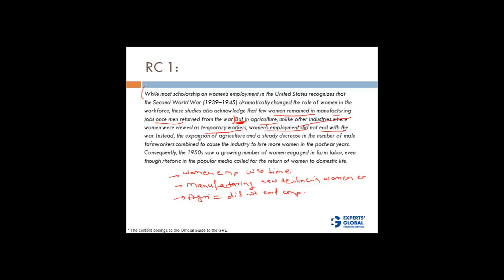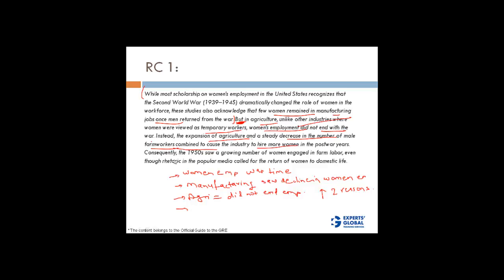Instead, the expansion of agriculture and a steady decrease in the number of male farm workers combined to cause the industry to hire more women in the post-war years. So instead, it said agriculture did not end. Instead, it kept on rising. The women employment in agriculture kept on rising, and there are two reasons given. One is steady increase in agriculture, and second is decrease in the number of male farm workers. Okay, so we can just write down two examples, or rather two reasons for that.